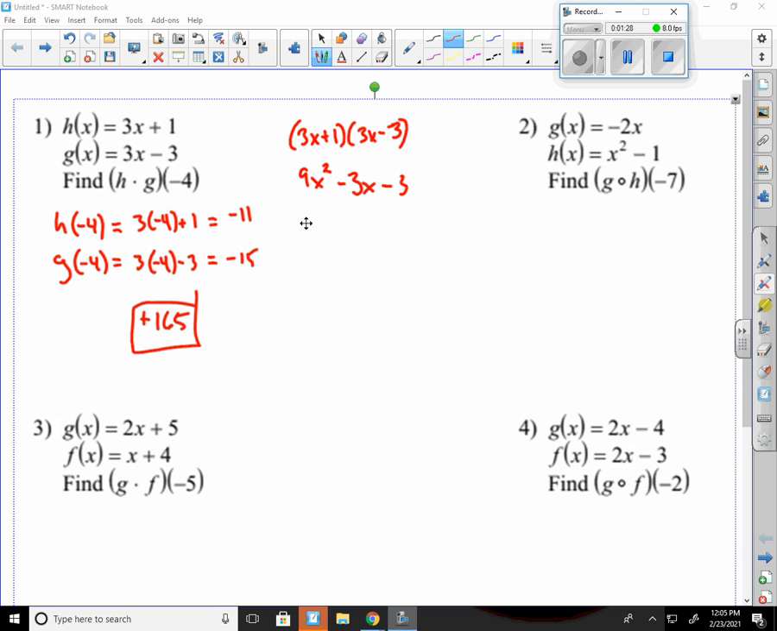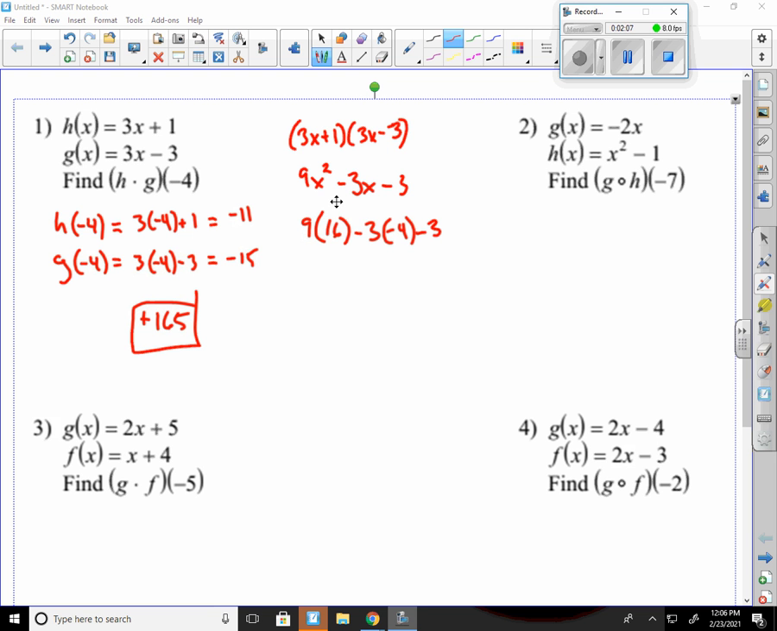Now I can plug my negative 4 in. 9 times negative 4 squared, that'd be 16. Minus 3 times negative 4, minus 3. 9 times 16, let's think about this for a second. That's 144 plus 12 is 156. Minus 3 is 153.